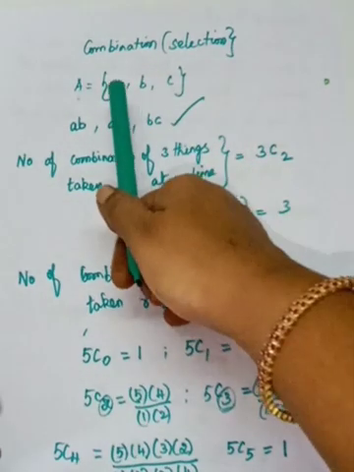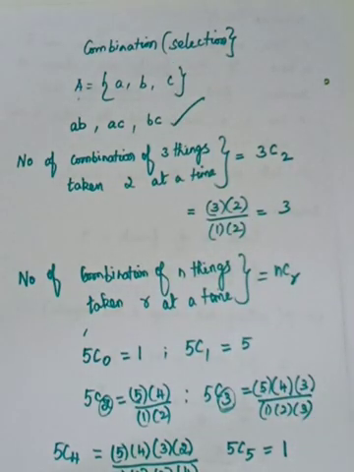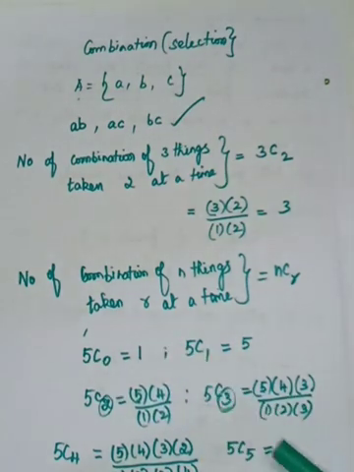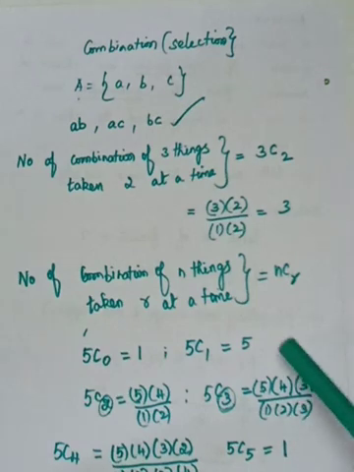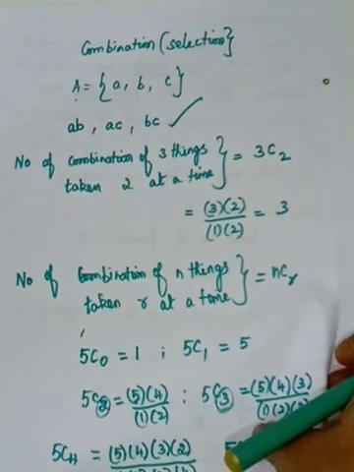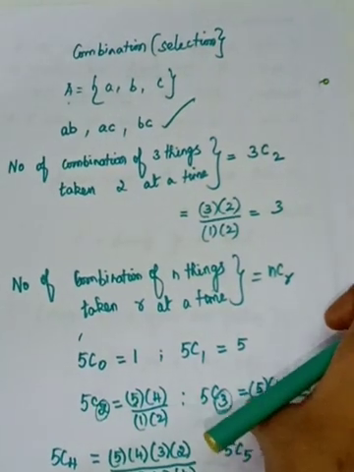See, here three letters are there. You have to select all the 3 letters, A, B, C. You will have only one selection. So therefore 5C0 is 1 and 5C5 is also 1. The remaining you have to do the calculation like this. We will see this combination elaborately in the first volume.